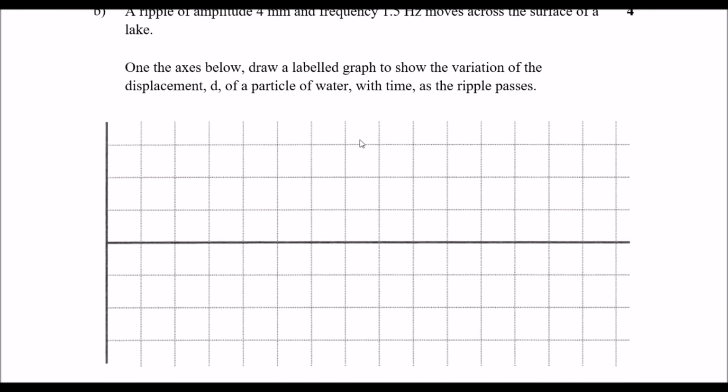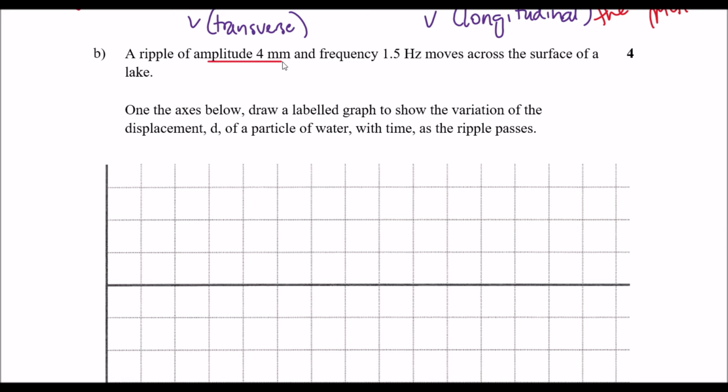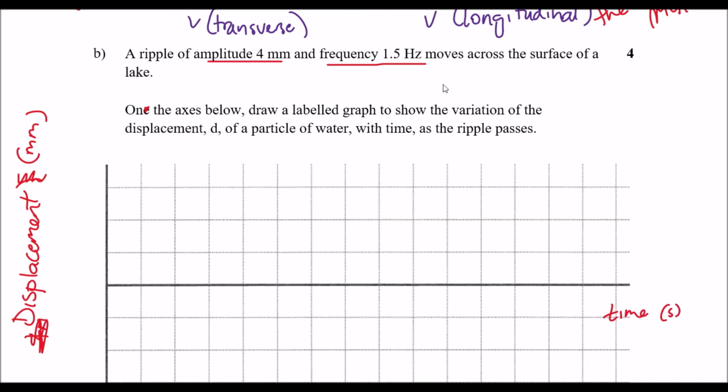Alright, let's go to the next question. B, it says we have a ripple of an amplitude of 4 millimeters, a frequency of 1.5 hertz on a lake. On the axis below, draw a labelled graph to show the variations in displacement with variations of time. So this is going to be our displacement, sorry, amplitude is the wrong word to use there. If our displacement is going to have a maximum of 4 millimeters, that means the scale we're going to use is 4 mm. And then we have the time, and that will be in seconds, because it's hertz we're dealing with here.